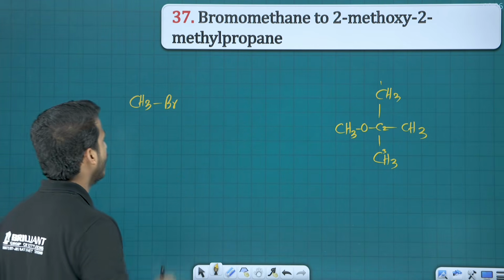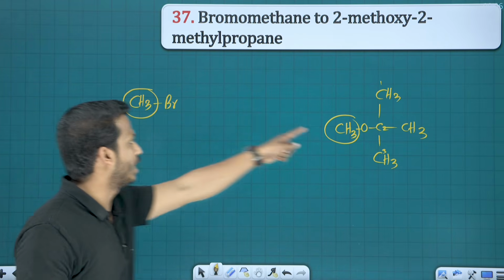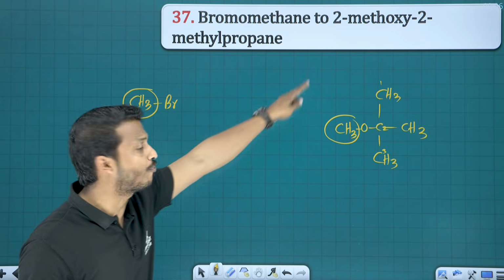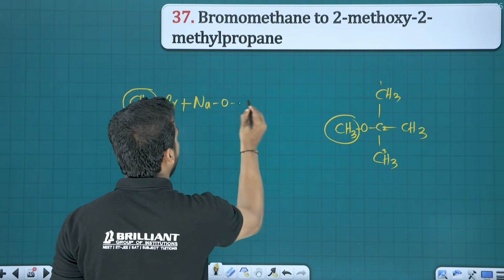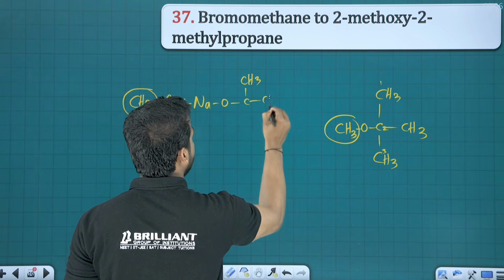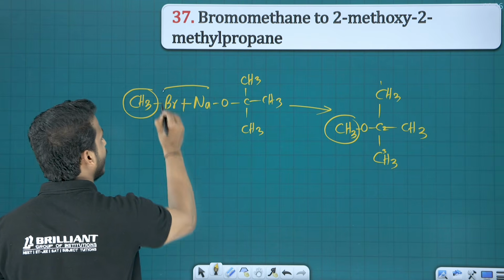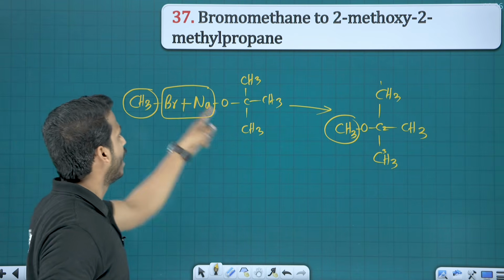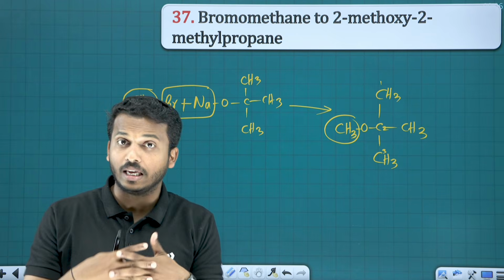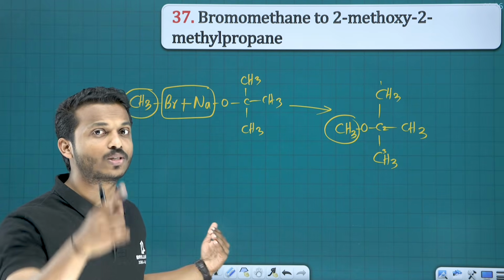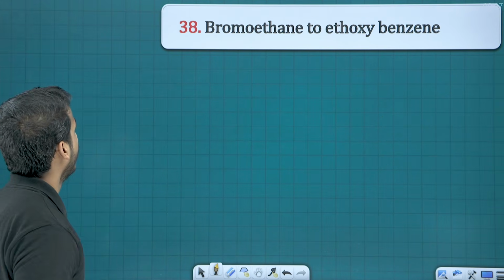Tert-butyl methyl ether. See, this CH3 is already there from this side. This CH3 is already from the haloalkane. So the rest of the parts come from your sodium alkoxide. So what is that? NaOCCH3, CH3, CH3 and dry ether. What happened? The NaBr is cut, and this alkyl and this alkoxy part join. You will get the ether. So in order to get ether, in this question and the previous question, which reaction did we use? Williamson ether synthesis. Don't forget.